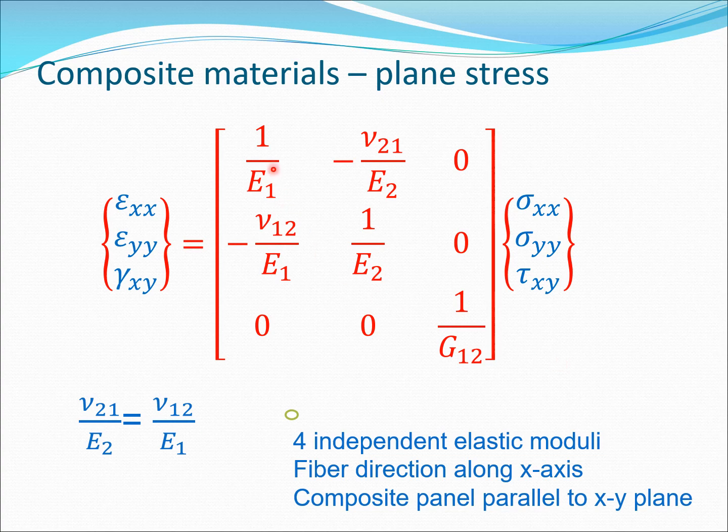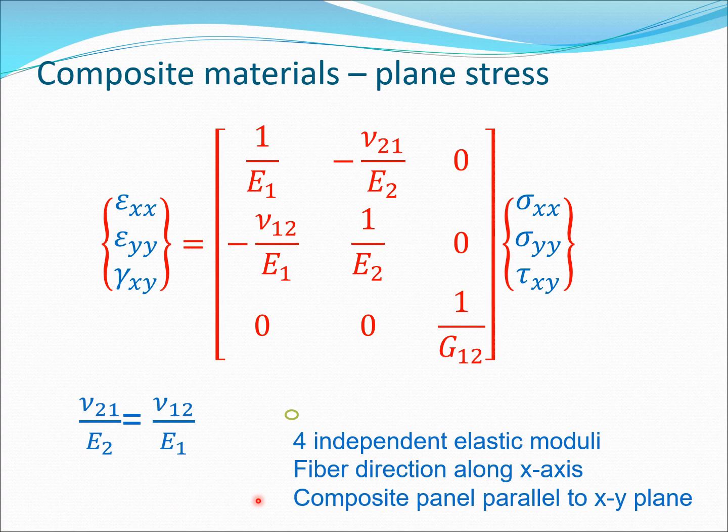Now here remember that there are four elastic moduli. So there is E1, there is E2, there is G12, and there is nu12. So we can express nu21 in terms of nu12, because the symmetry of this matrix is always there for the typical elastic structure. So this equation will hold that nu21 by E2 equals nu12 by E1. So that's something to remember.